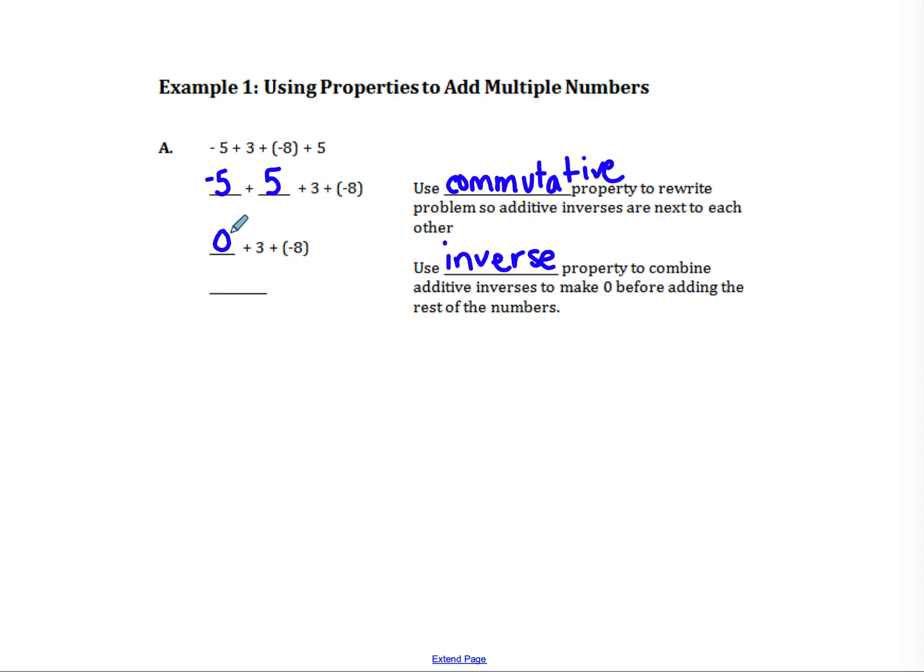Now I can ignore the 0 and I can add what I have left. So 3 plus -8, different signs, find the difference. 8 minus 3 is 5. More negatives, answer is negative. So my answer on that one is going to be -5.